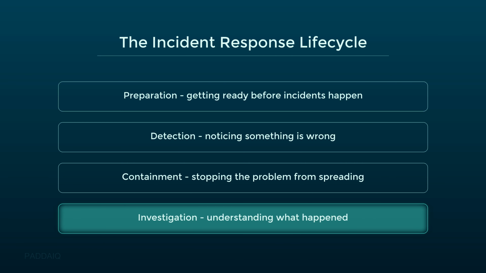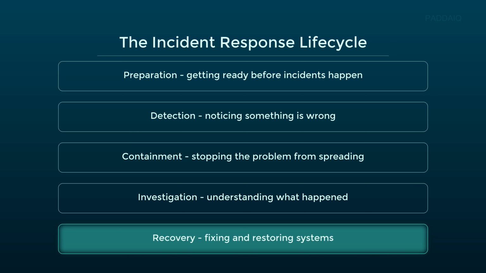Investigation, understanding what happened. This means gathering all available information to determine the cause and scope of a security incident. For instance, if an application is slow, you'd check logs to see if it is a system overload or a security breach. This foundational step is crucial for deciding the correct response.